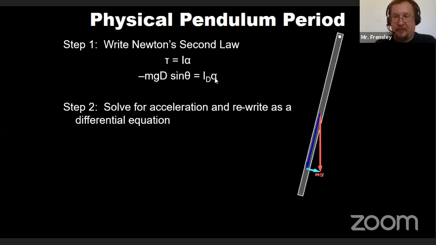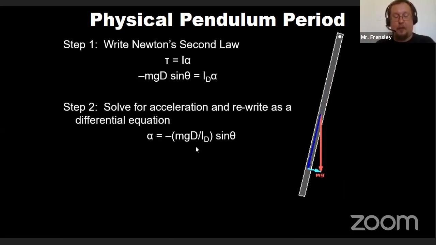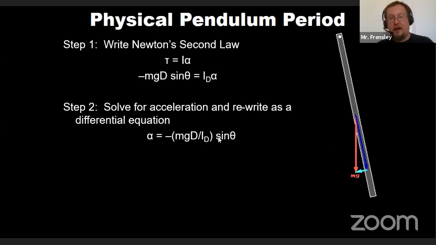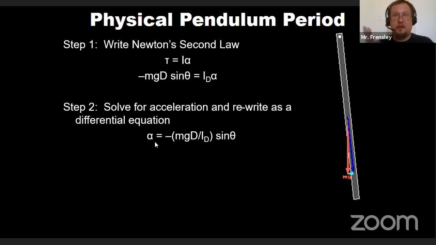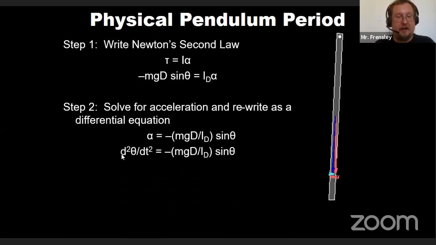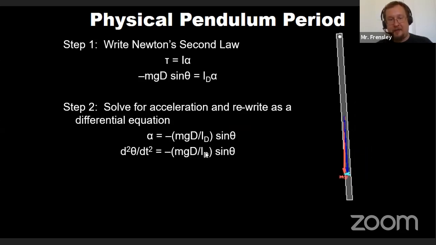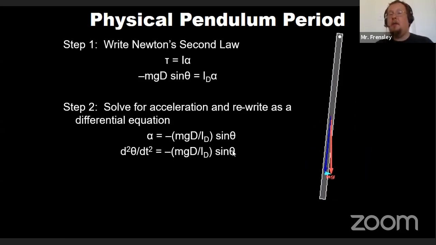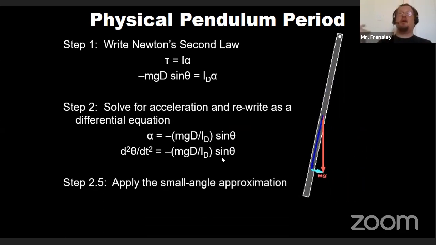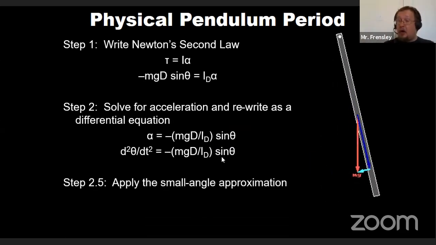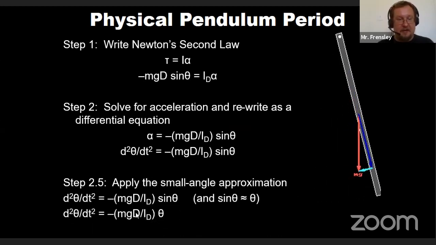Step two, get the alpha by itself. So there's the alpha. I grouped all the constants together. I will let you guess why. Sine theta. The negative is there too. The negative needs to be there, all right? Okay, differential equation. Alpha is the second derivative of theta. I've got my constant that I want to be my omega squared, but I wish I just had a theta right here. So I said this is step 2.5 here. We're going to say as long as you keep the theta small, then sine theta gets to be just theta.